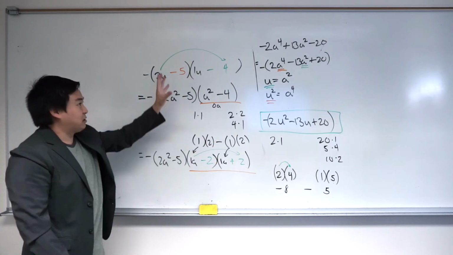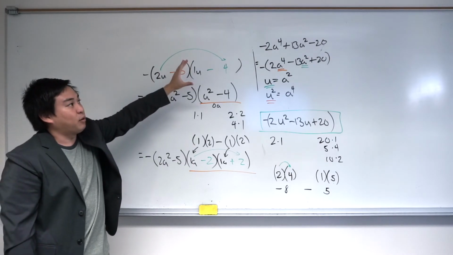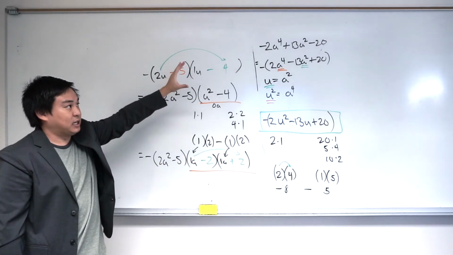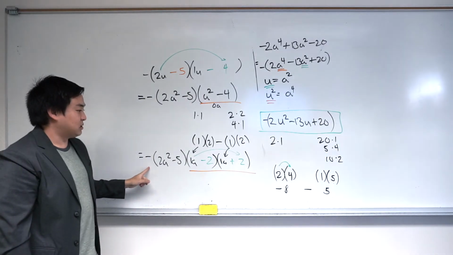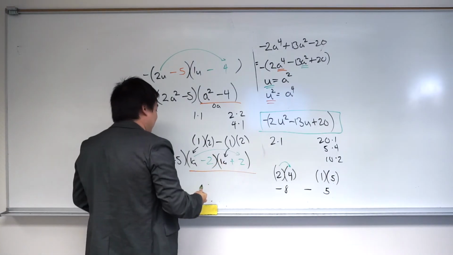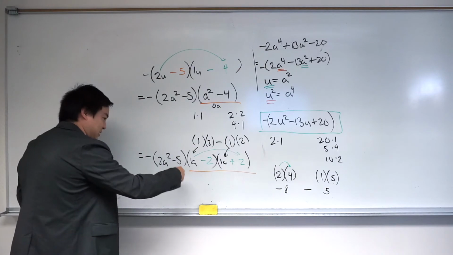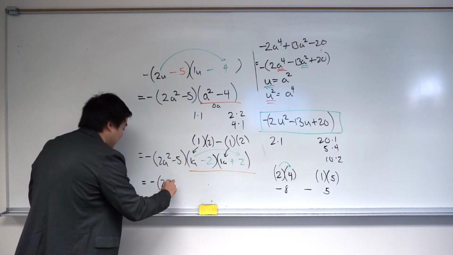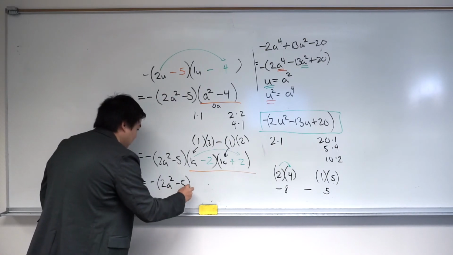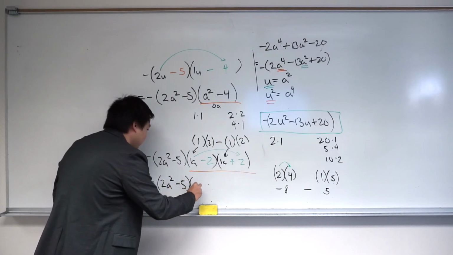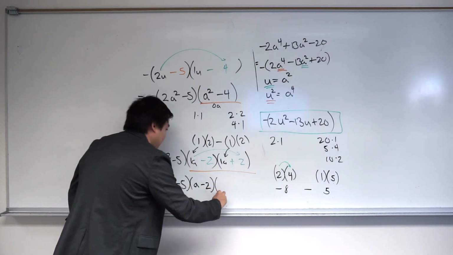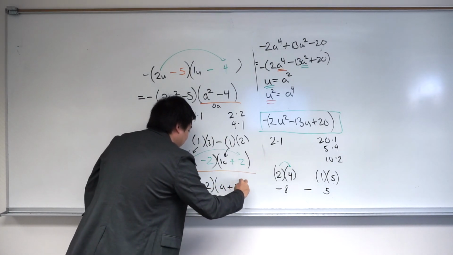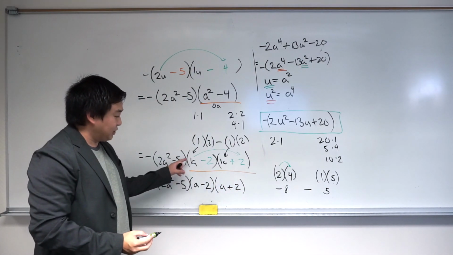So the actual factored form of negative 2a to the 4th plus 13a to the second minus 20 is this factored form right here. Okay, so let's just clean this bottom part up a little bit by getting rid of those ones. Because remember, we don't actually need the ones in the front.